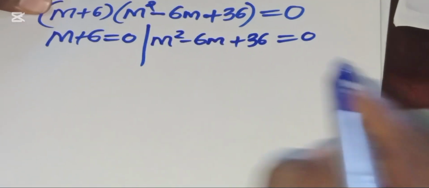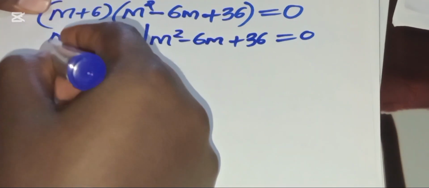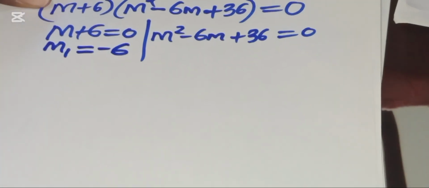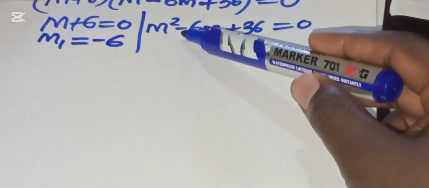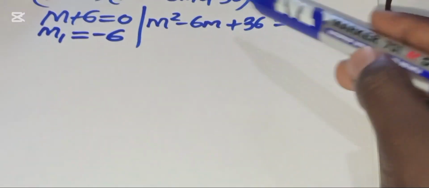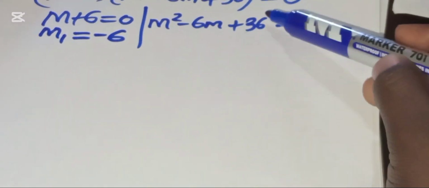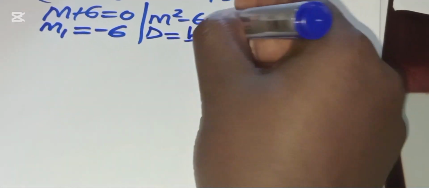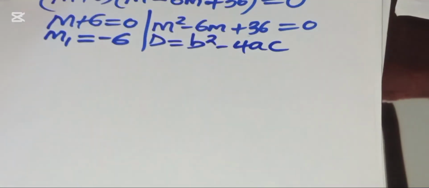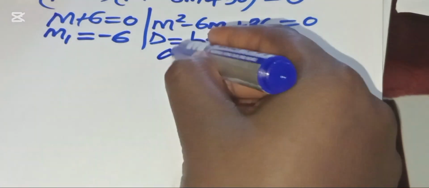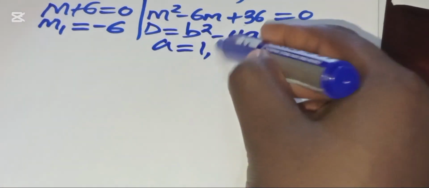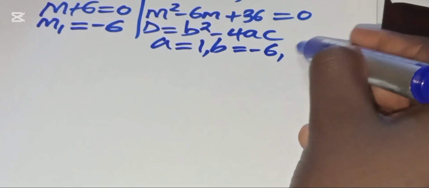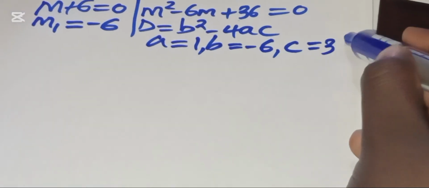Now, from the first part, m plus 6 is equal to 0. So that means m, I can call this m1, is negative 6. Now, let's solve for the other possible values of m from the quadratic equation m squared minus 6m plus 36. We can check the discriminant, which is b squared minus 4ac. Substituting, the value of a is 1, the value of b is negative 6, and the value of c is equal to 36.